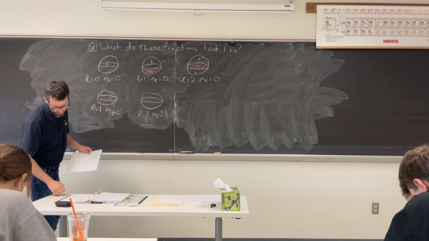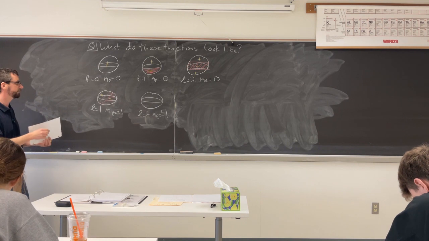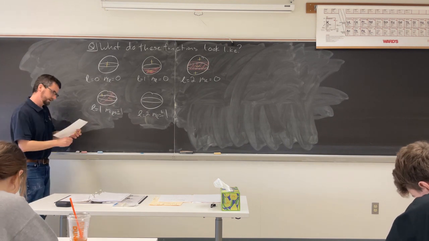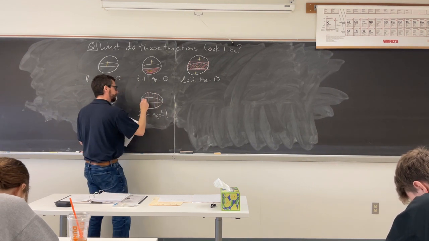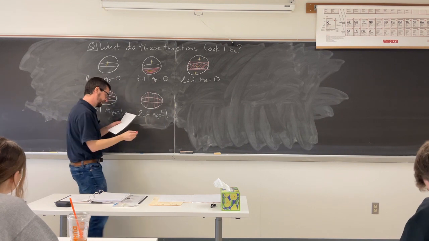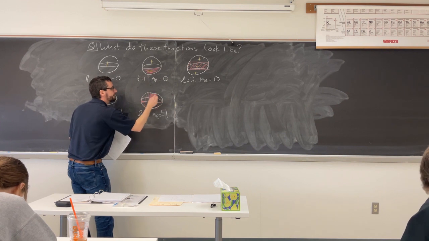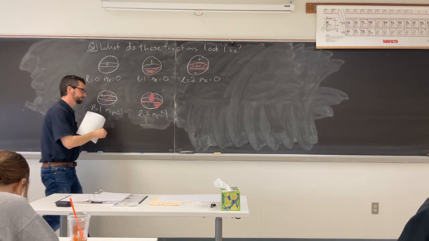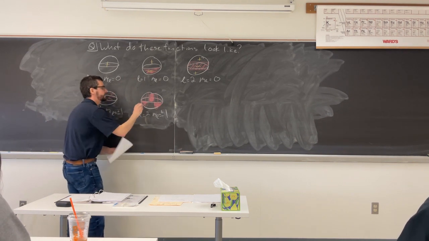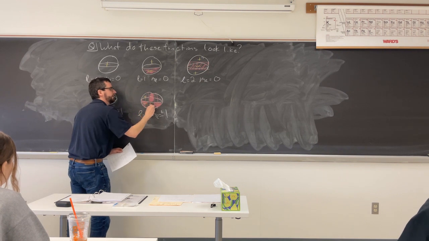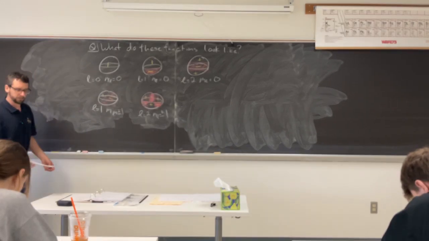What about L is equal to 2, ML is equal to plus or minus 1? Yep. So it's going to cut in two directions. This is going to look somewhat complicated. I'll try to color that a little better. So negative, positive, negative, positive, negative, positive. Okay, these pictures probably don't help out a ton.